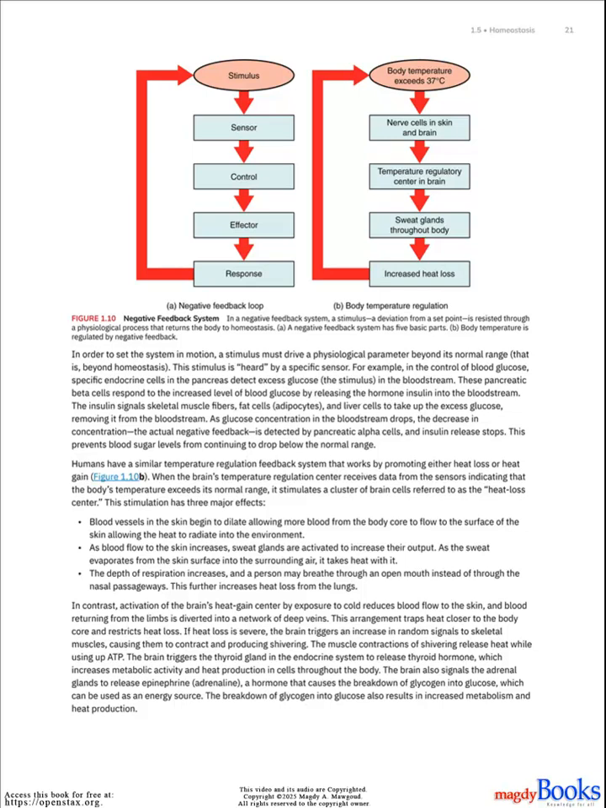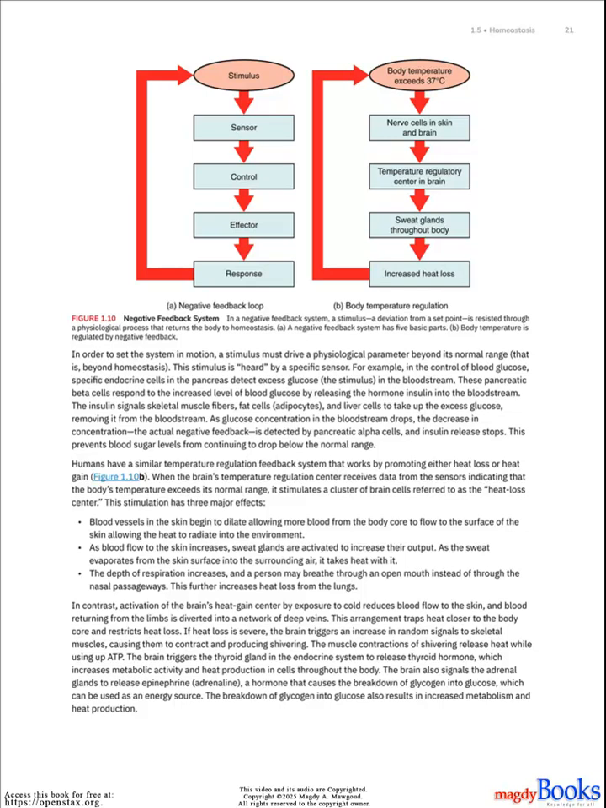2. As blood flow to the skin increases, sweat glands are activated to increase their output. As the sweat evaporates from the skin surface into the surrounding air, it takes heat with it. 3. The depth of respiration increases, and a person may breathe through an open mouth instead of through the nasal passageways. This further increases heat loss from the lungs.